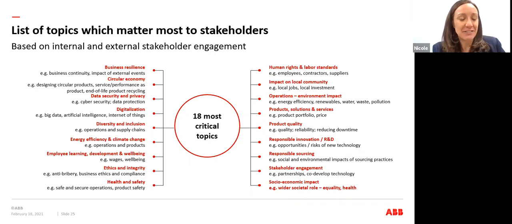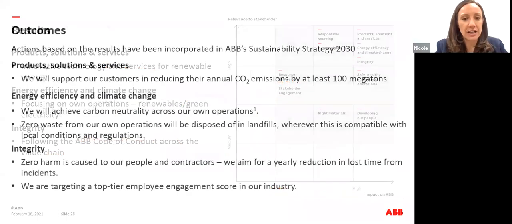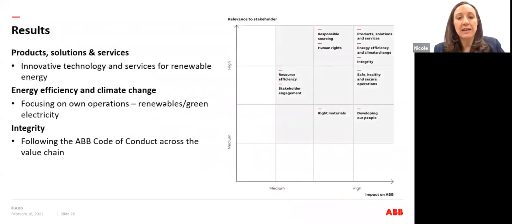But 18 topics were identified. So, you can see some of these here: product quality, employee learning and engagement and development, ethics and integrity, human rights, business resilience. So a lot of different topics were identified, and then those were ranked on that matrix. So again, very similar to what Laura did. So I just picked the top 3 to kind of expand upon for you all.